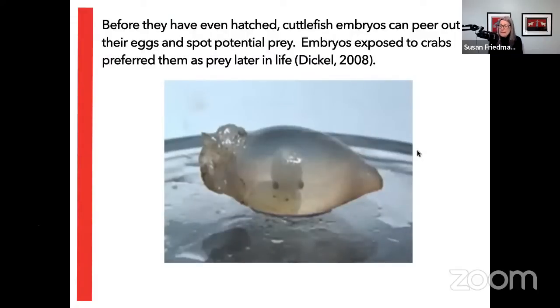And our most recent science, that is science as of the last, say, 15 or 20 years, shows us that learning goes on even prenatally, before we're born, before we hatch. We already have this system that allows us to use our experiences, our behavior consequence experiences, to shape what we do after we're born. And here's an example with cuttlefish. These researchers found that before they've even hatched, cuttlefish embryos, which is what we're looking at here, can peer out of their eggs and spot potential prey. Embryos exposed to crabs preferred them as prey later in life. And those embryos that never saw crabs through their translucent egg sacs did not prefer crabs later in life.